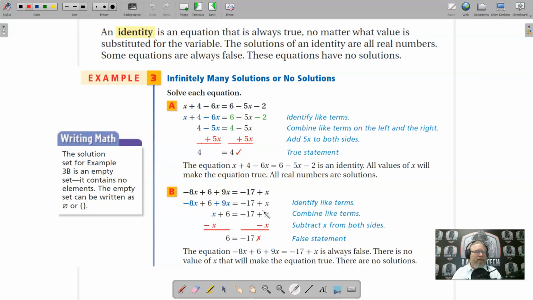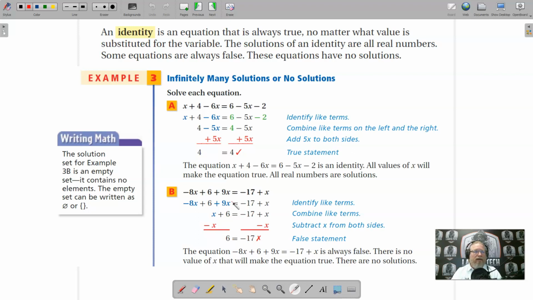Bring down the 6. Now we have an x here, so let's go ahead and subtract x. What we do to one side, we do to the other. X minus x is no x's, they eliminate each other. Positive x, negative x, they eliminate each other. Bring down the 6, bring down the negative 17.